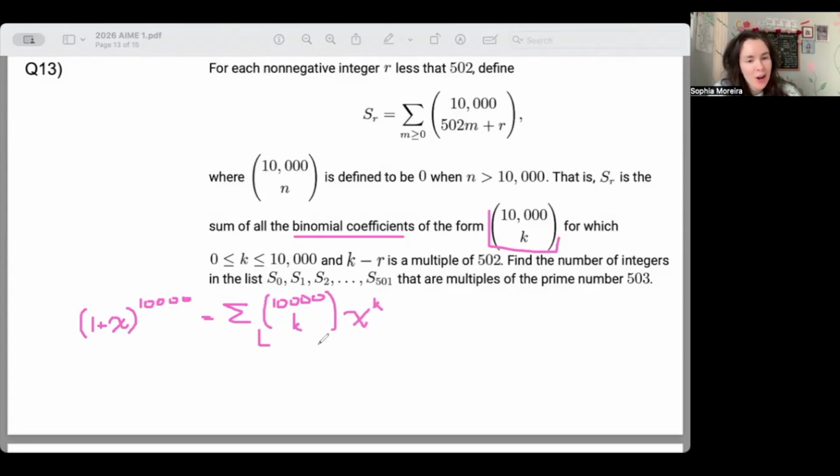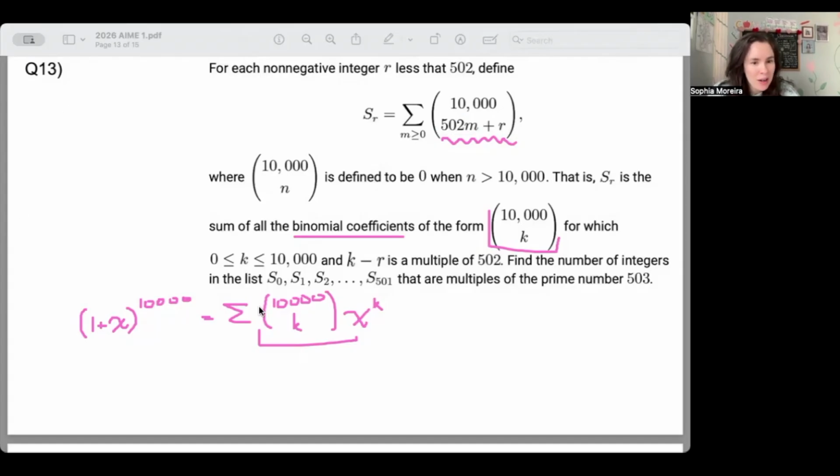Now, this is not quite what we're given here for S of R, right? So they're a little bit of a different format. However, every single possible value of K is attainable with this formula here, where R is going from 0 to 501. So we have the different ways that we can get all the numbers between multiples of 502, and then the multiples of 502 itself, we just loop over the different possible m's.